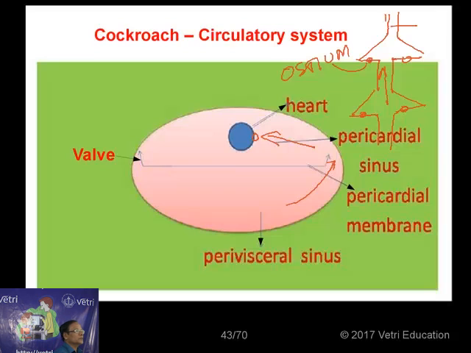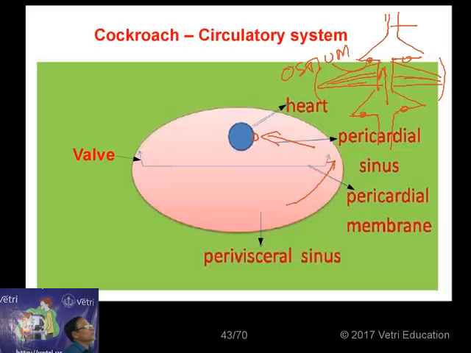From the perivisceral sinus, passing through the pericardial membrane and the valvular openings, the blood reaches the pericardial sinus. Sinus means a space. Through the valvular openings called ostia, the blood reaches the heart. The heart wall is connected to the alary muscles, and the alary muscles are connected to the body wall. So the alary muscles are responsible for the pumping of blood in the forward direction, from posterior to anterior.